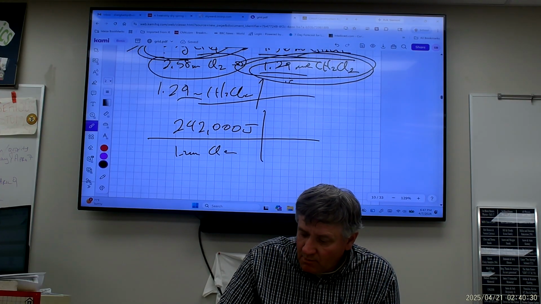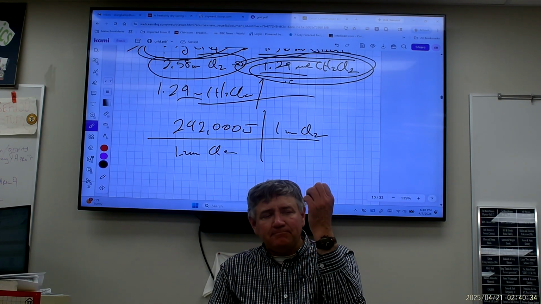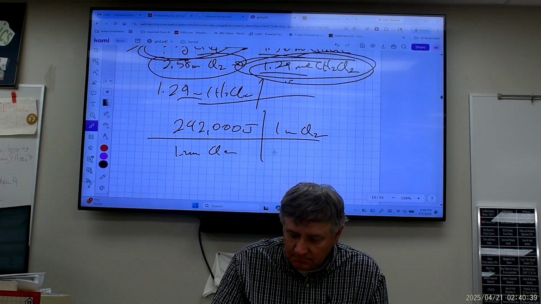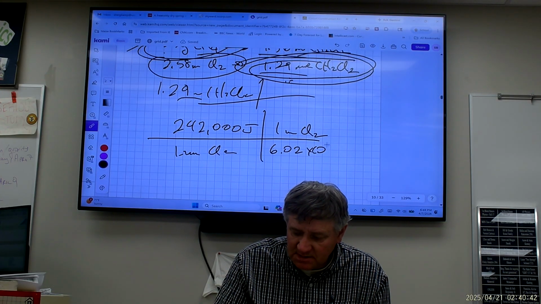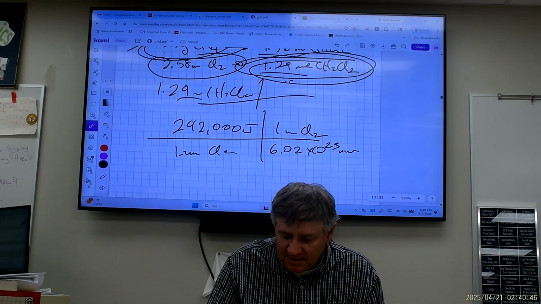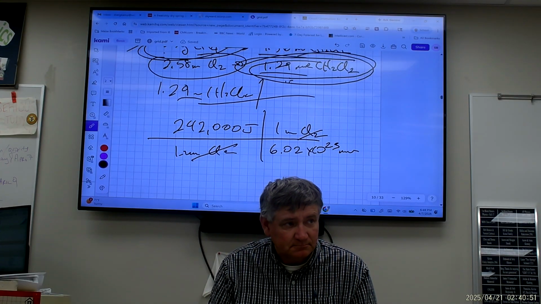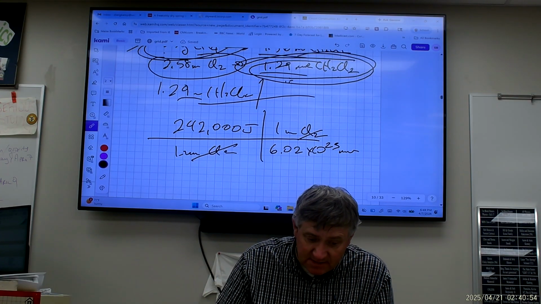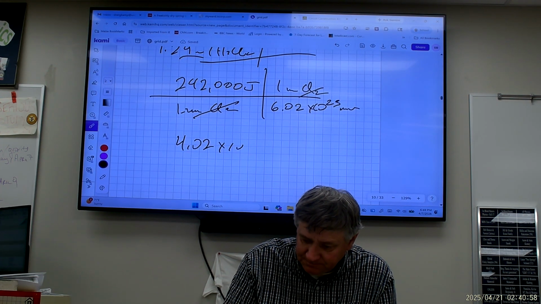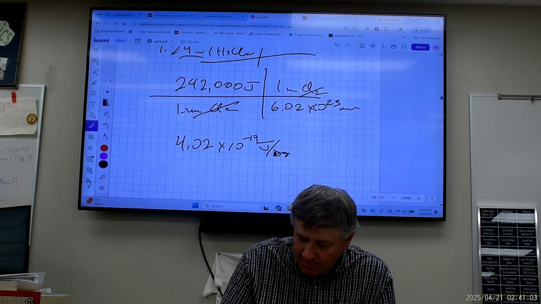This is chlorine, so if I put 1 mole of chlorine up there, how many particles or molecules are there in 1 mole? 6.02 times 10 to the 23rd molecules. Now, look what happens. The moles cancel out. You get joules per molecule, and that's what you want. So that answer on B is a really, really small number. It's like 4.02 times 10 to the negative 19 joules per bond.